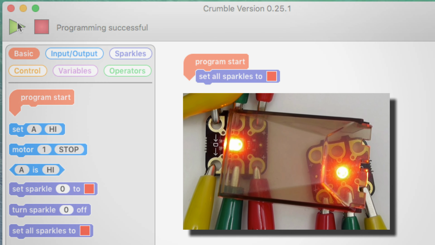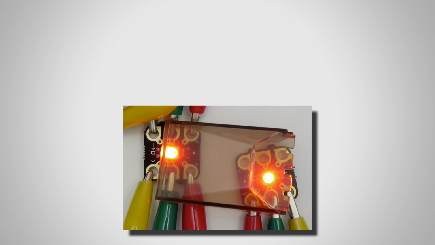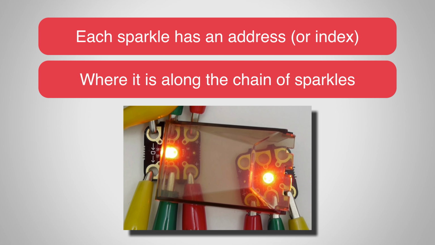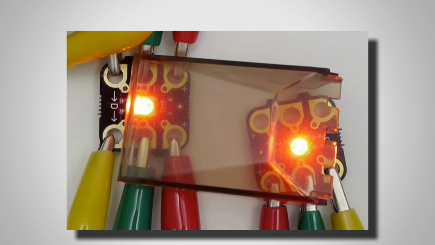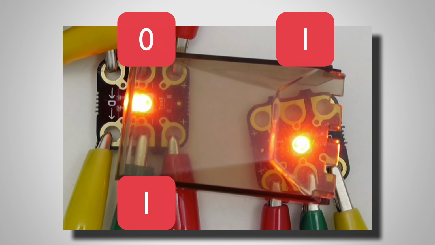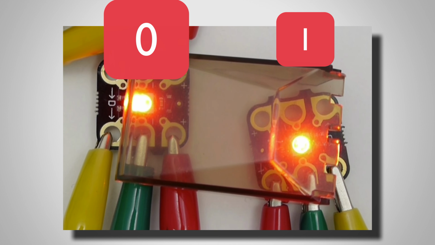So how do we tell one sparkle to light up in one colour and another to light up in a different colour? Well, each sparkle has an address or an index which relates to where it is along the chain of sparkles. The first sparkle here has the index of 0 and the second one has the index of 1 and so on. A common mistake is to think that the first sparkle has the index of 1 and the second has the index of 2 and so on. Instead, we need to remember that the index starts at 0.